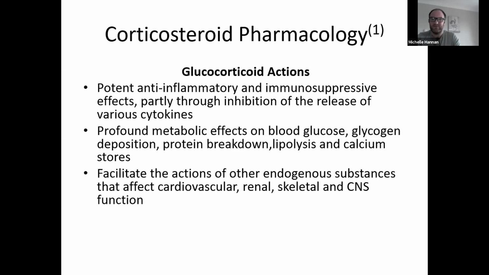They also facilitate the actions of other endogenous substances that affect cardiovascular, renal, skeletal, and CNS function. So we can see drug-drug interactions or other pharmacodynamic actions that will lead to knock-on effects and knock-on adverse events down the line. And it's also worth noting that pharmacological dosing of corticosteroids can often lead to a significant and undesirable proliferation of these effects. That's what can sometimes lead to prolonged ADRs that we might see not directly after the administration of the corticosteroid, but further down the line.